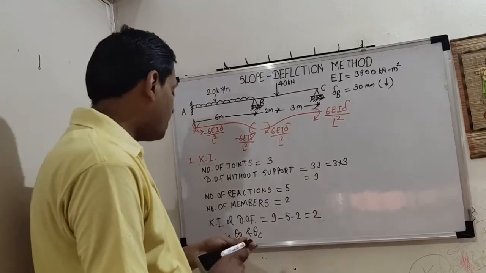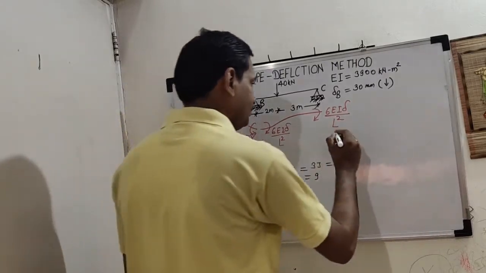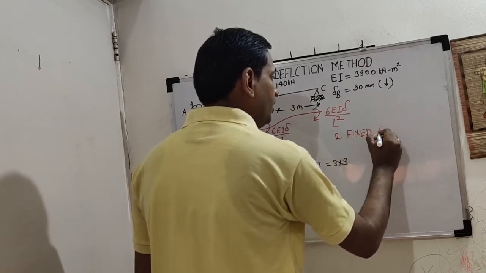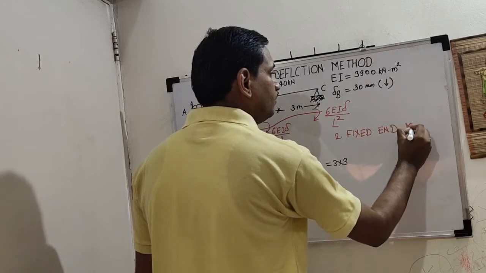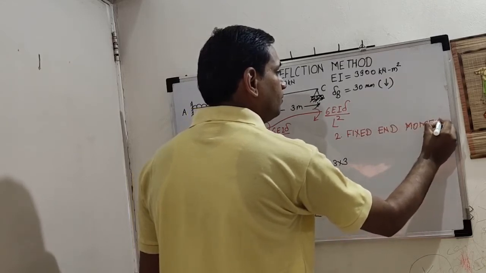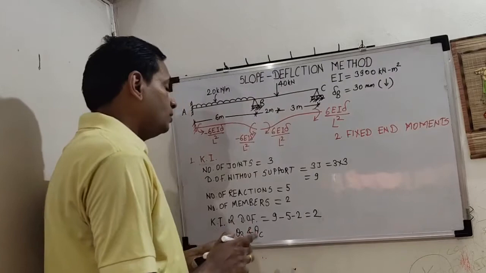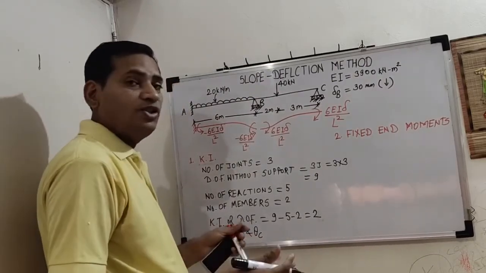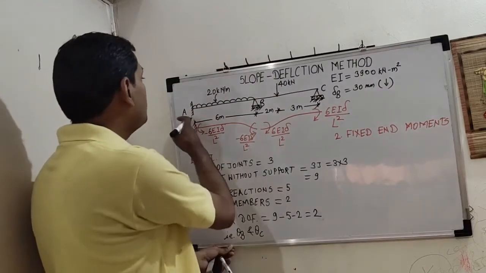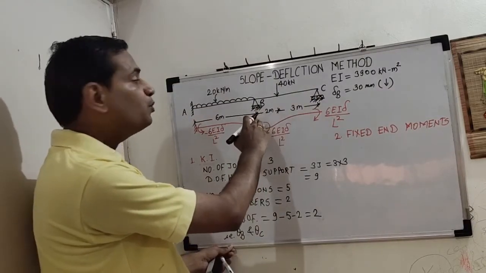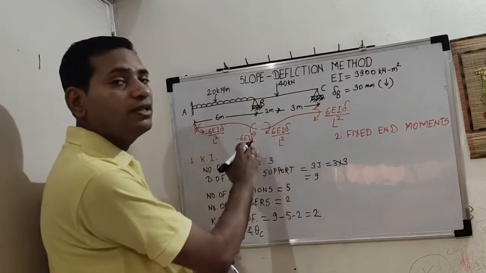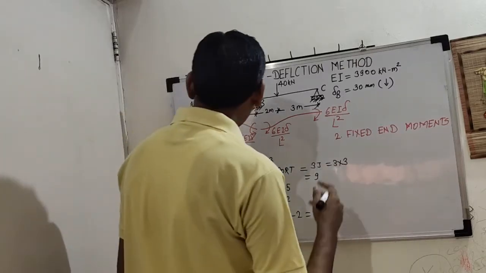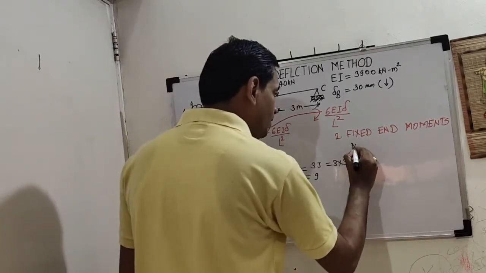Our second step is finding out fixed end moments. Okay. So what are fixed end moments? We should know what are the standard equations for standard loading. A, B, C, B is an internal support, so we are going to assume B as a fixed support. So for beam AB, we will have two fixed end moments. One is MF AB.